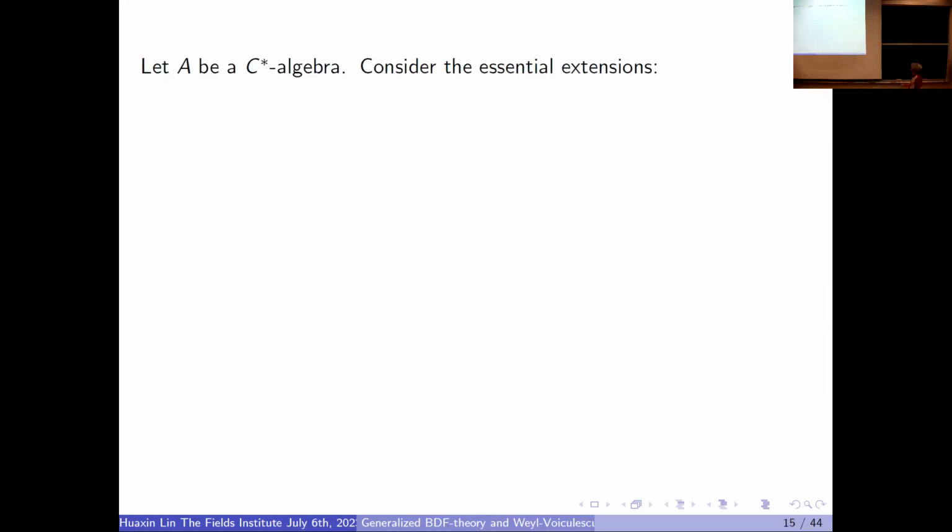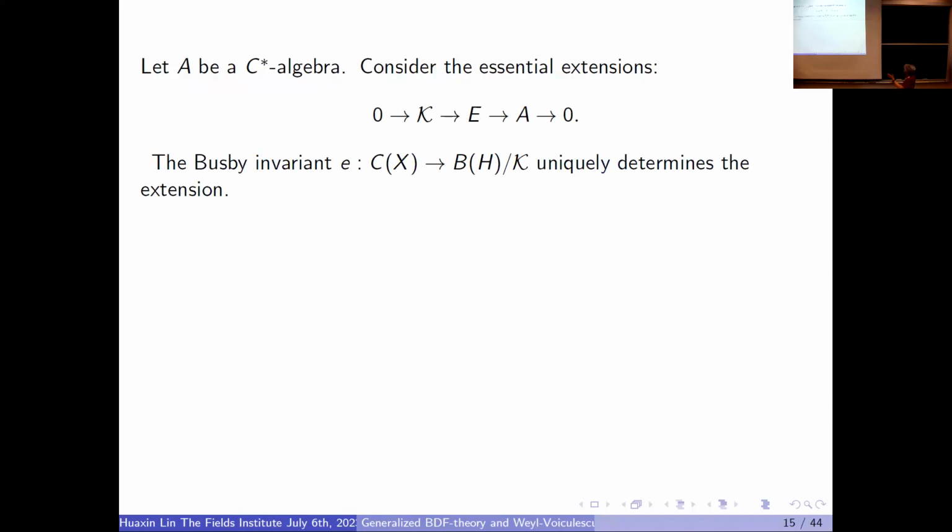Now let A be a C-star algebra. Consider the essential extensions like this. The Busby invariant views a homomorphism from C(X) to the Calkin algebra. Sorry, I'm still thinking about the BDF theorem. It's A. Okay, let's ignore the Busby invariant line.